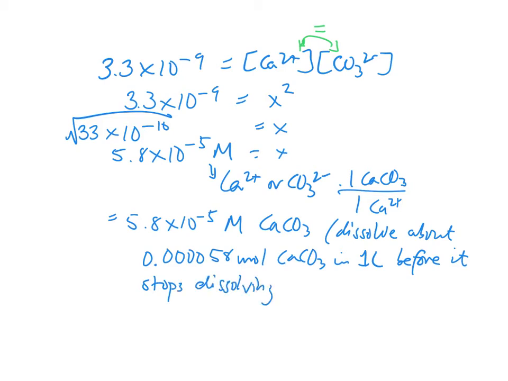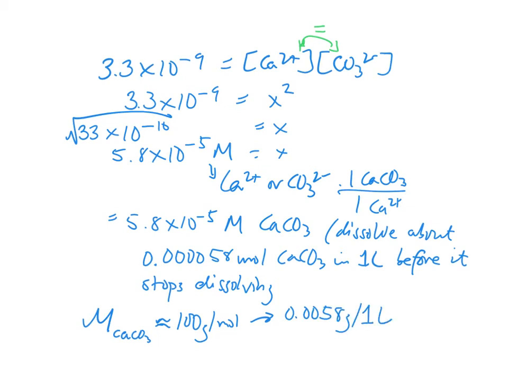Given that the molar mass of calcium carbonate is around 100 grams per mole, you can dissolve about 0.0058 grams in 1 liter. So about 6 milligrams of calcium carbonate per liter. So a very, very low solubility. Very little of it would dissolve in water.